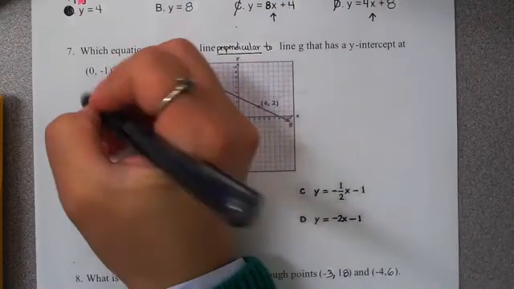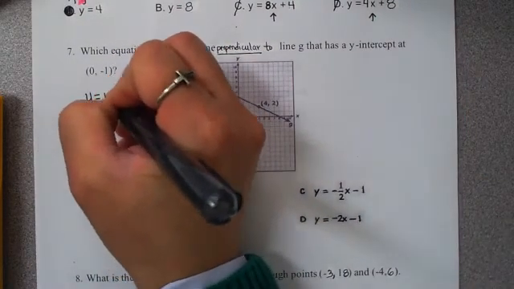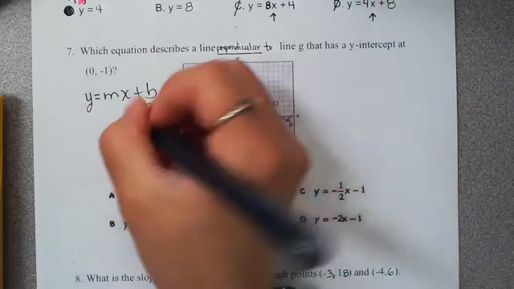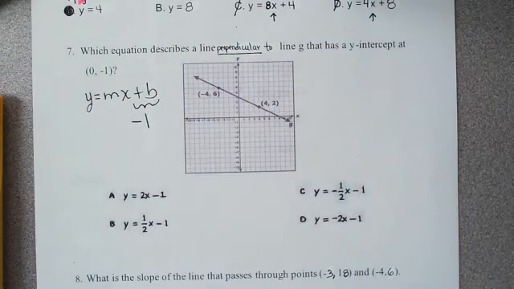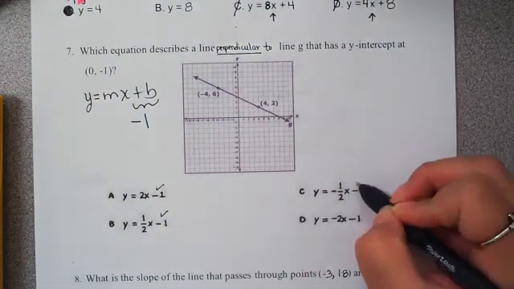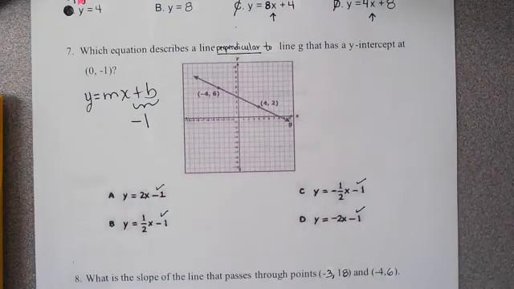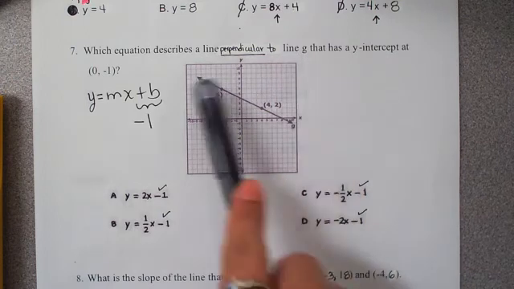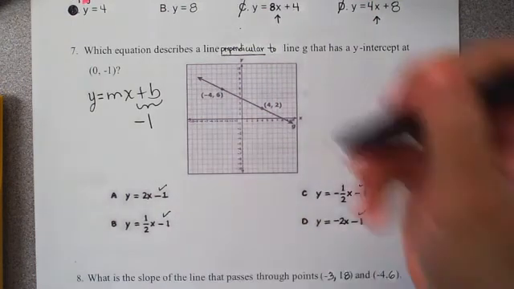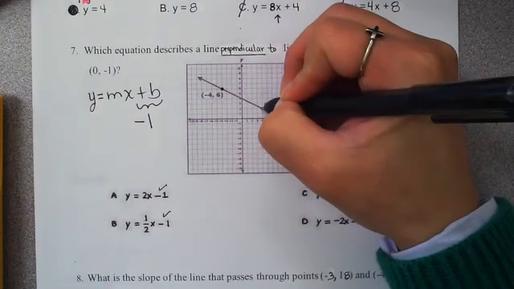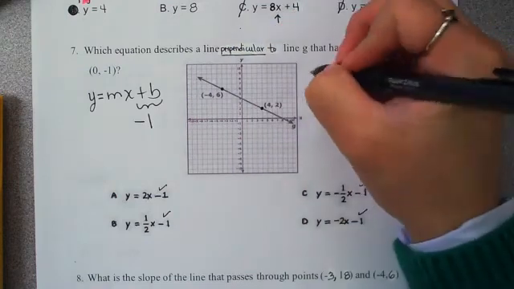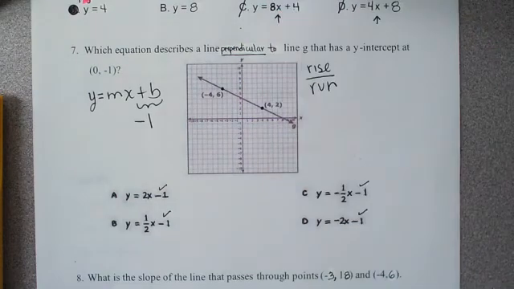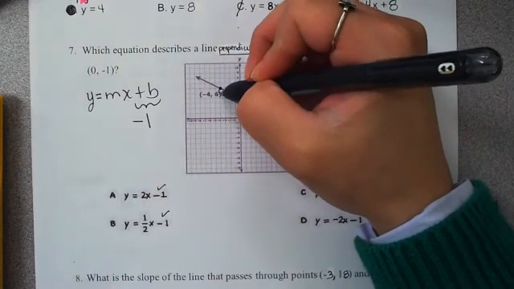All right, number 7. Which equation describes a line perpendicular to this line that has a y-intercept of negative 1? So remember, y equals mx plus b. They're already telling you this part. The y-intercept has to be negative 1. Okay, that's why you see all these negative 1s in your answer choices. But how do you find the perpendicular slope? Well, first I need to find the slope that this line has. So that's why they identified 2 points already. So you're going to do rise over run.